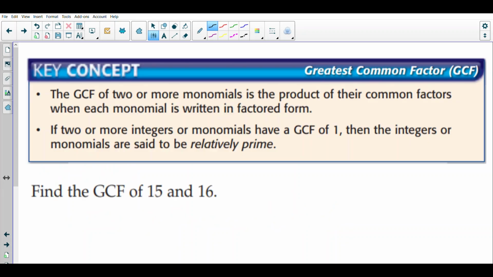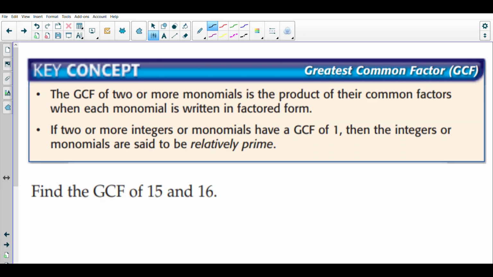So what we want to talk about is the greatest common factor. The greatest common factor of 2 or more monomials is the product of their common factors when each monomial is written in factored form. If 2 or more integers or monomials have a GCF of 1, then the integers or monomials are said to be relatively prime, meaning they don't really have a whole lot in common.